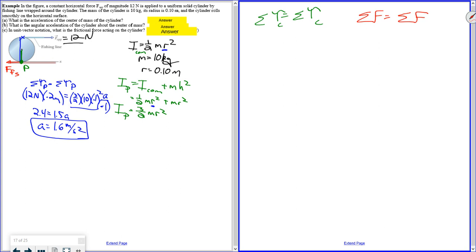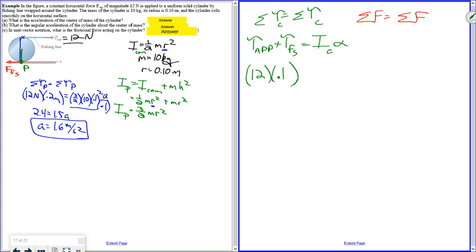So net torque about the center. That's going to be the torque provided by our applied force plus the torque provided by friction. That's got to equal I times alpha. Notice I now is about the center of mass. So about my center of mass, my torque from my applied force is 12 newtons times 0.5 meters, right? No, 0.1 meters.